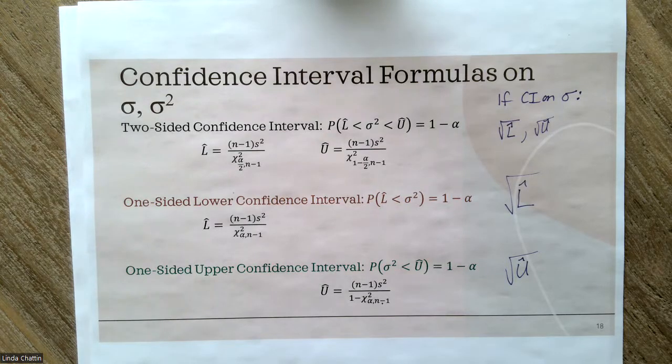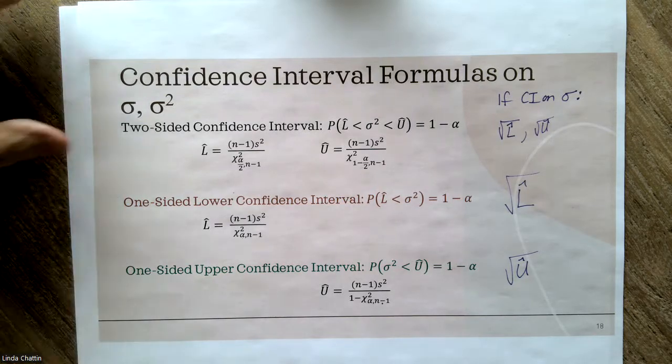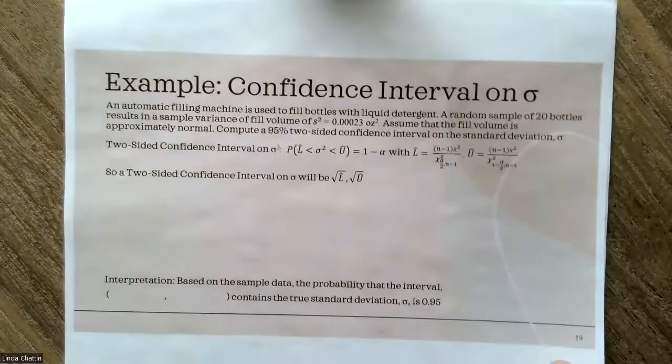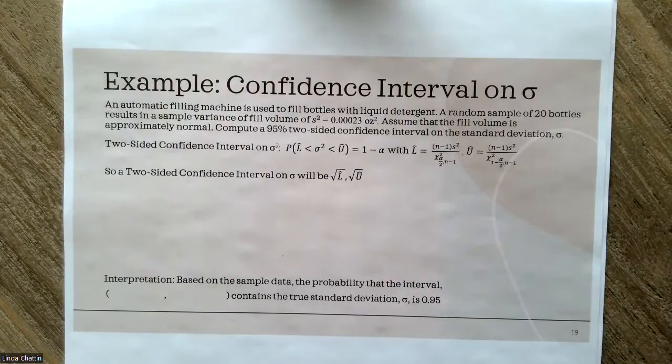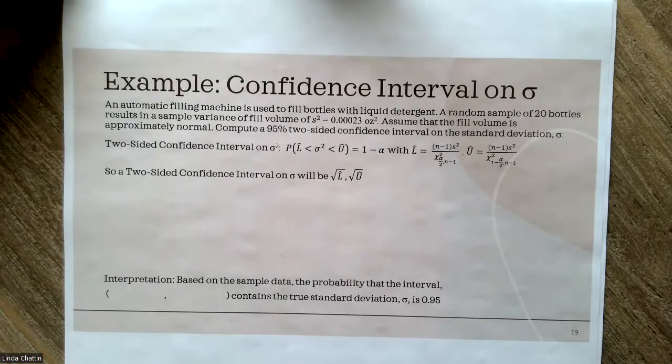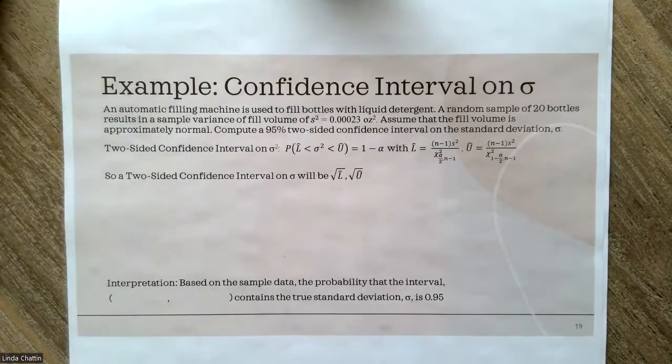So, another of your formulas. Here is the example. Suppose we want to do a confidence interval on the population standard deviation, not the variance. I have formulas for the variance, but I want it on the standard deviation. So like I said, I'm going to be taking the square root there. Let's see what we've got here.